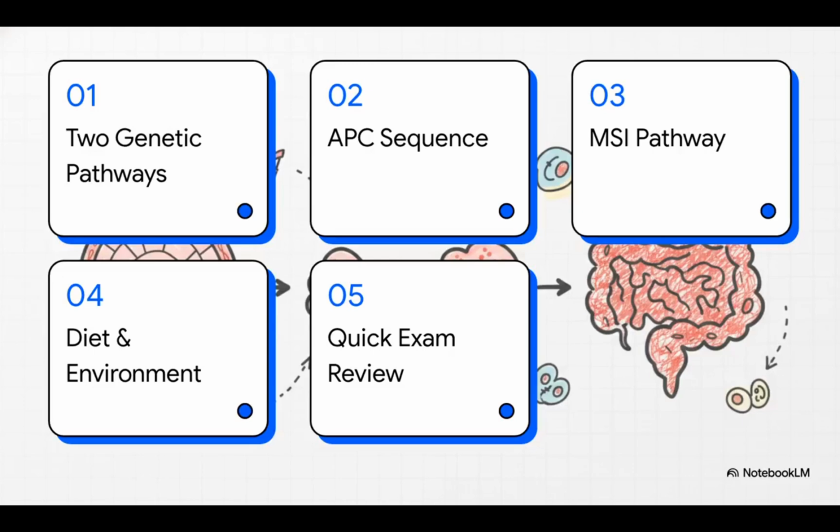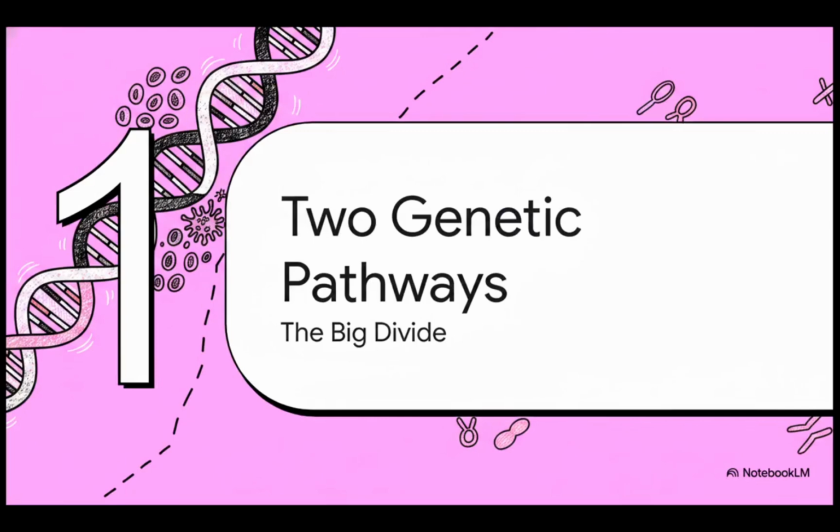We'll hit the two main genetic pathways first, the APC sequence, then the MSI pathway, layer in some environmental factors, and finish up with a high-yield exam review. Section 1. Two genetic pathways, the big divide. Let's start with the big picture.